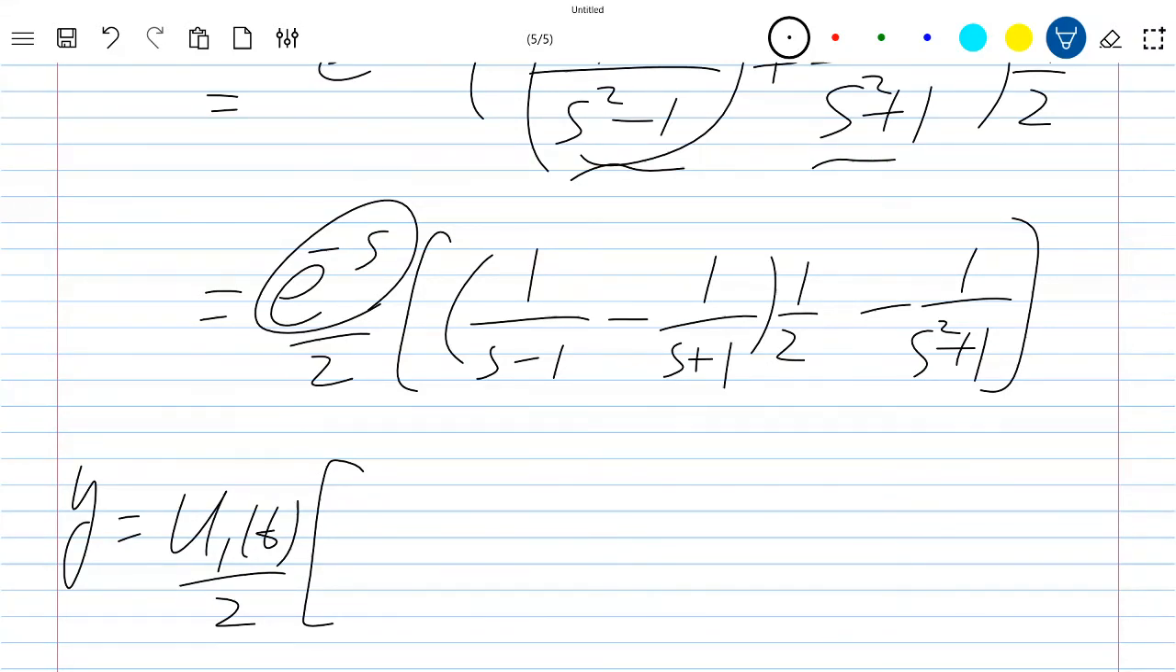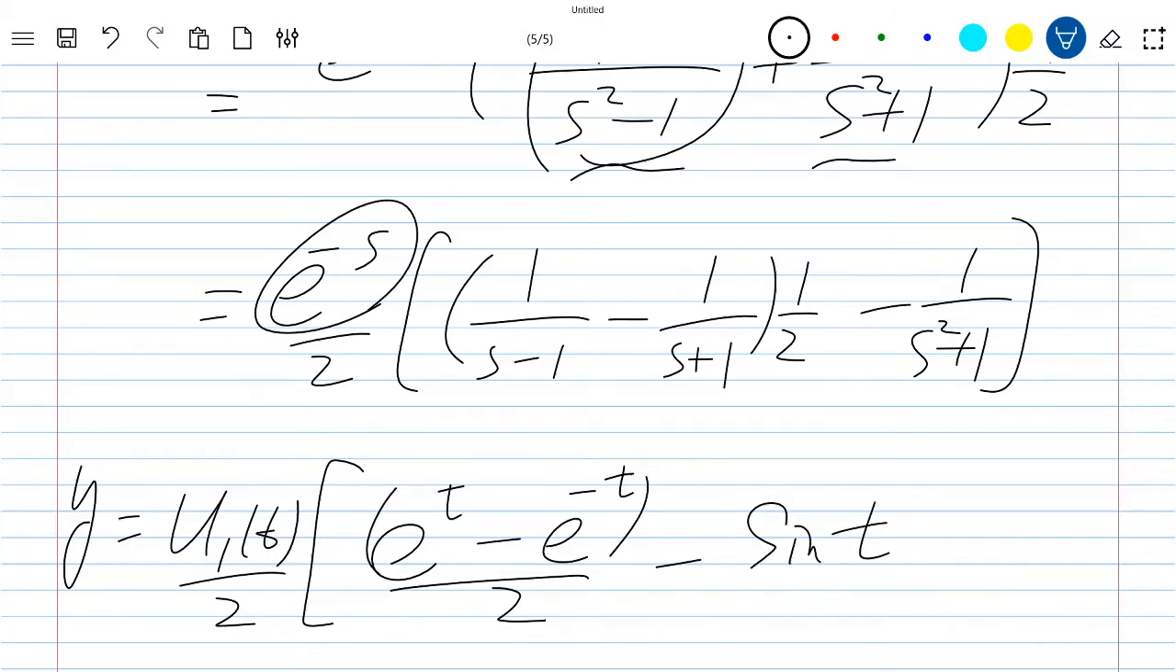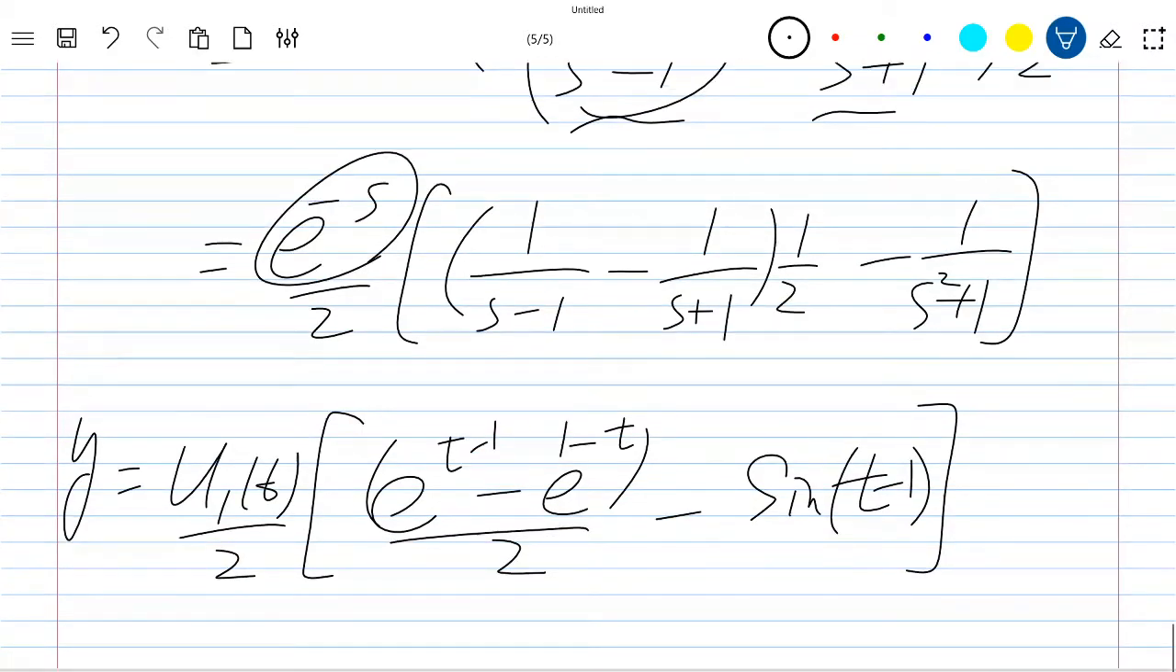Okay, so let's do this. This is e to the t, right? And then e to the negative t, right? Then divided by 2. Then this is a sine of t. But we're not done yet because you have to replace every t by t minus 1. So that is your result.